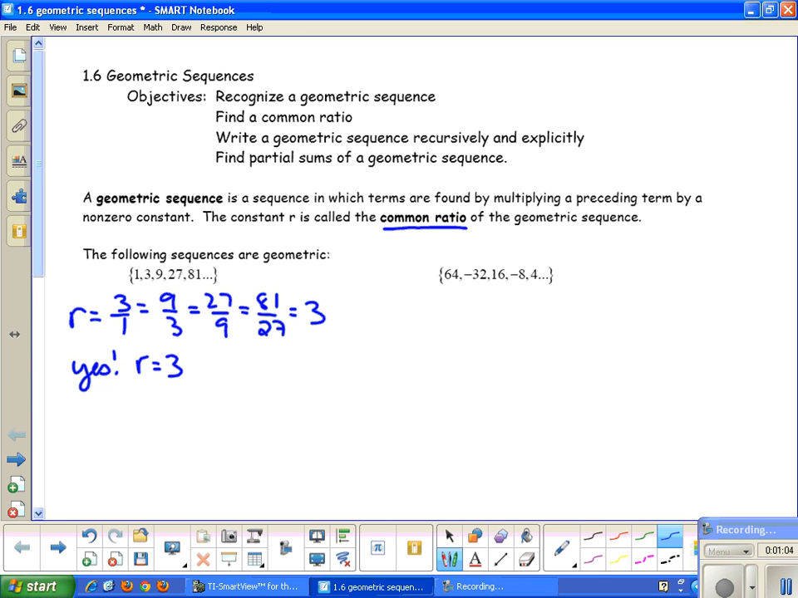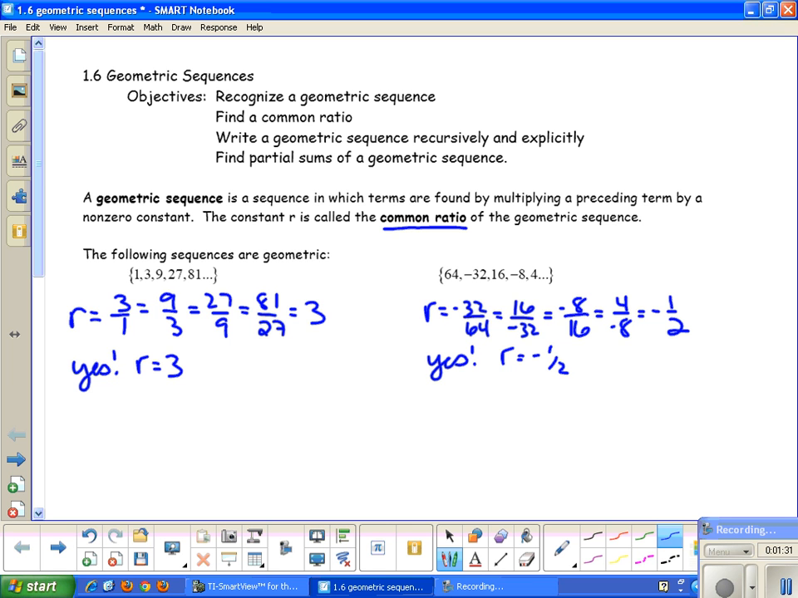So over here, we would do the same thing. Just to show that this is a geometric sequence, negative 32 over 64 has to be equal to 16 over negative 32, which has to be equal to negative 8 over 16, which has to be equal to 4 over negative 8. And when you simplify all these, you get negative 1/2. So yes, this is a geometric sequence, and our common ratio is equal to negative 1/2.